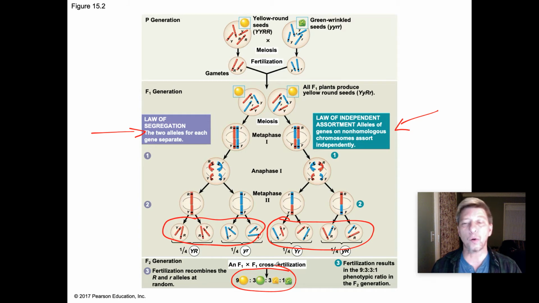Okay. So, looking at this, we know what the law of segregation and the law of independent assortment are, but because of our knowledge now of genes and chromosomes, we can actually demonstrate how these things actually work.